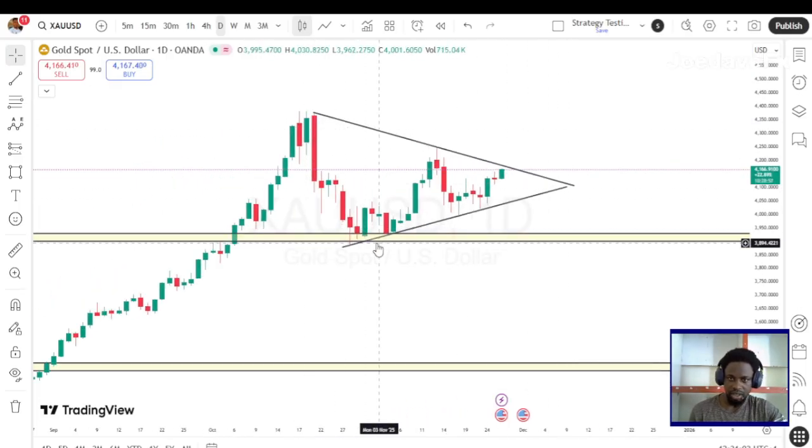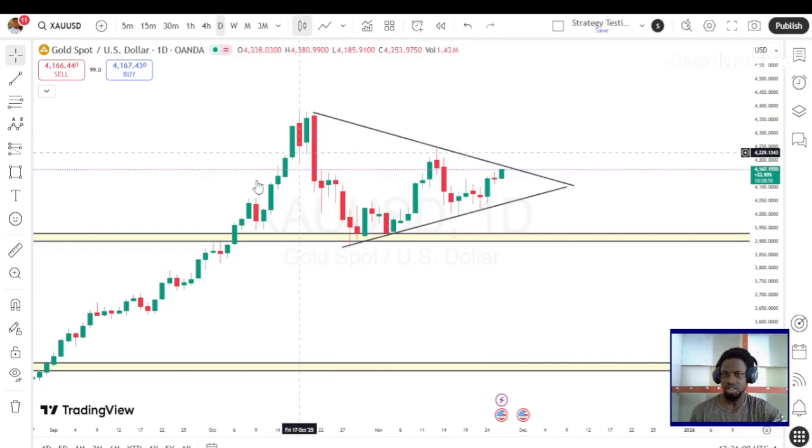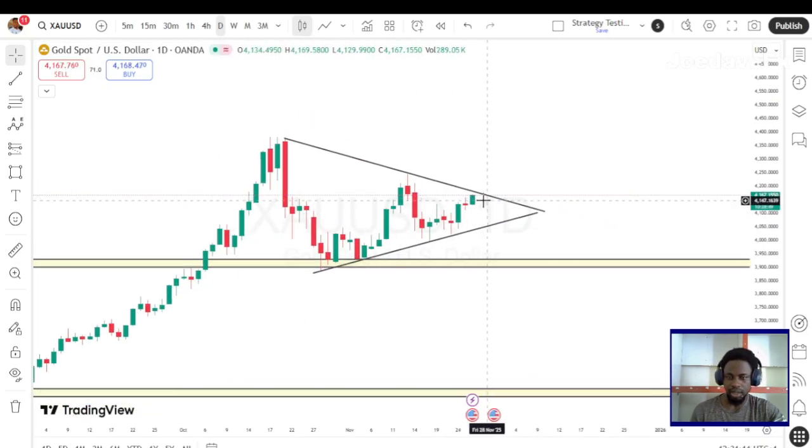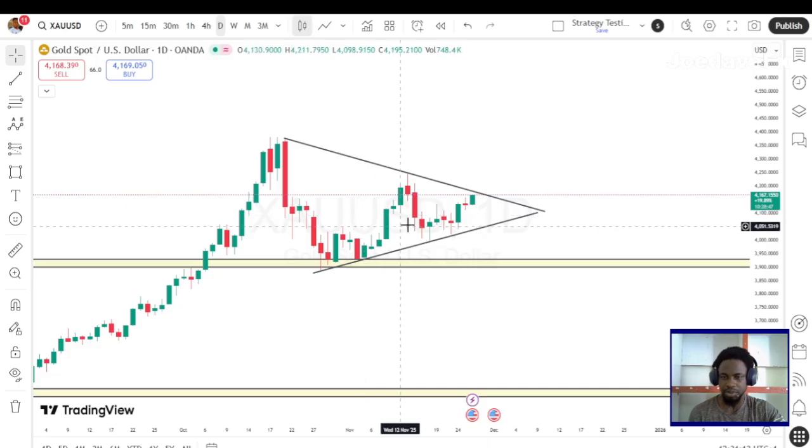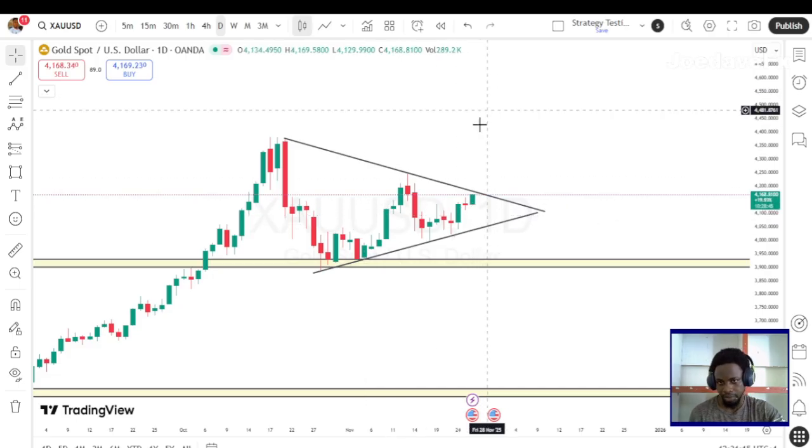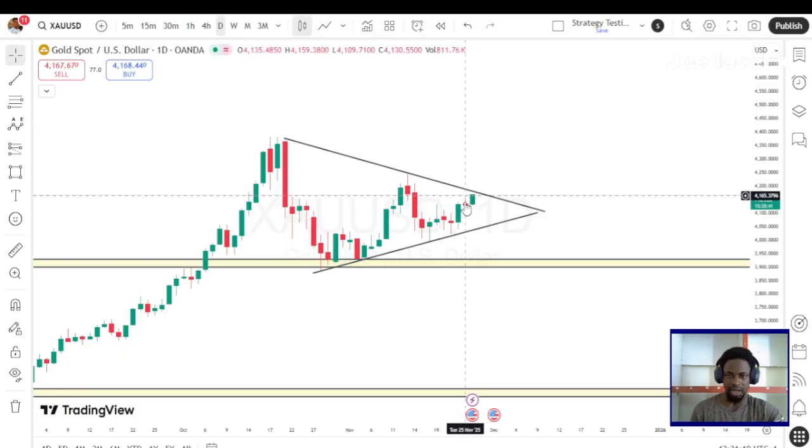So you can see this was a nice drop off, and we are actually consolidating inside of this peanut triangle. This one is a bullish peanut pattern. So we are expecting a break above. But are we going to see the break above here? That's exactly what we are going to analyze together.